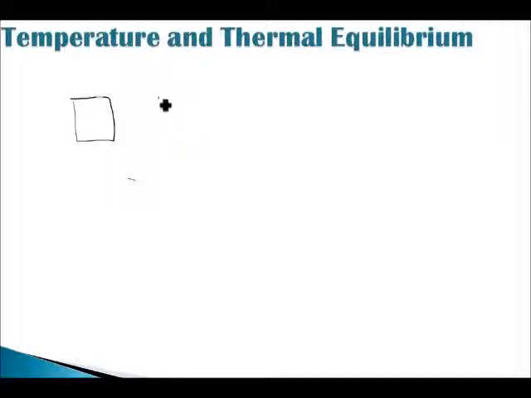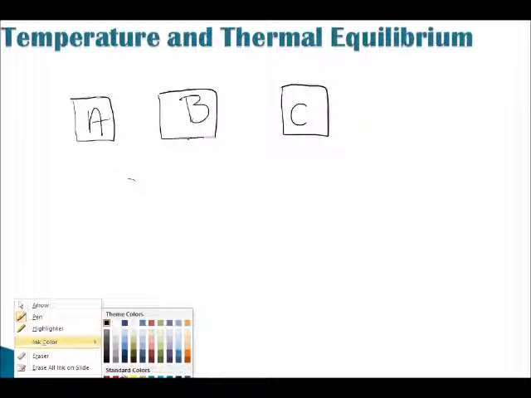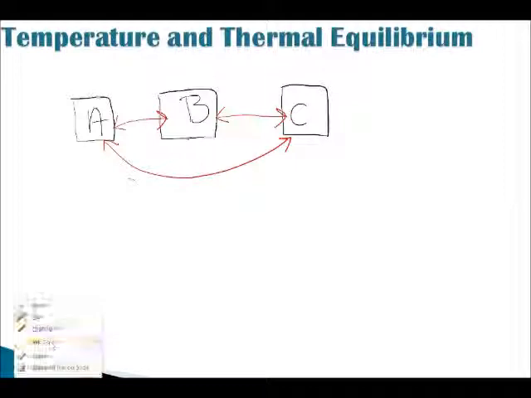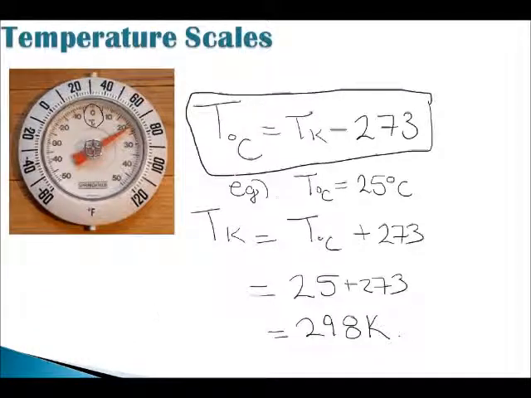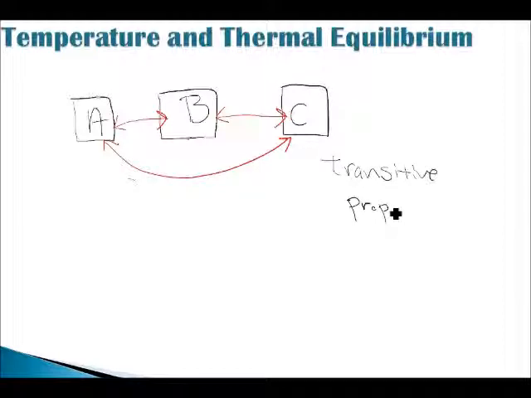But let's say we have three objects. So we have A, B, and C. Okay, what we have is if these two objects are in thermal equilibrium, okay, if A and B are in thermal equilibrium and B and C are in thermal equilibrium, that means that A and C are also in thermal equilibrium. This is what's called the transitive property. Okay, and it might be familiar to you in mathematics, where they have two things on either side of an equal sign are exactly the same. So 1 over 2 is the same as 2 over 4, which is the same as 4 over 8. Okay, so they all equal each other.